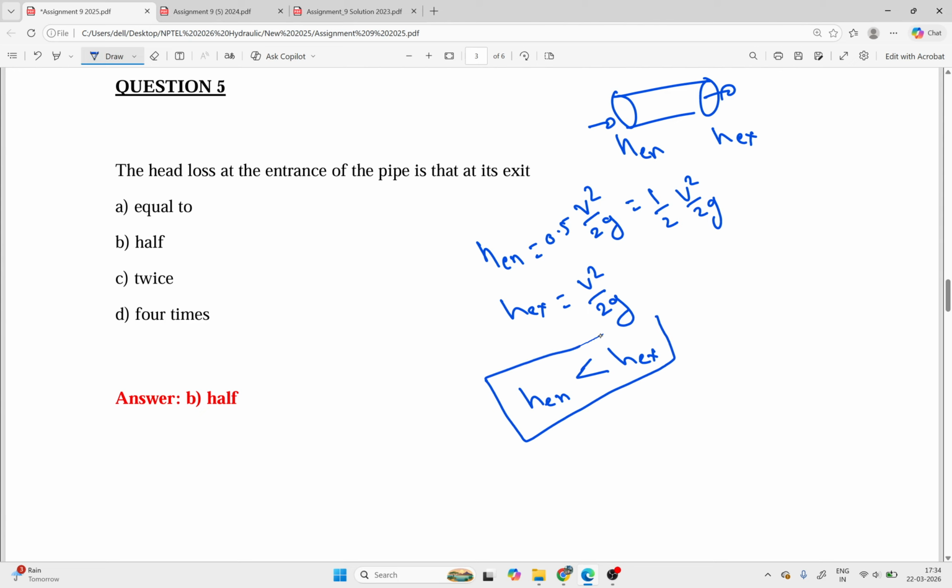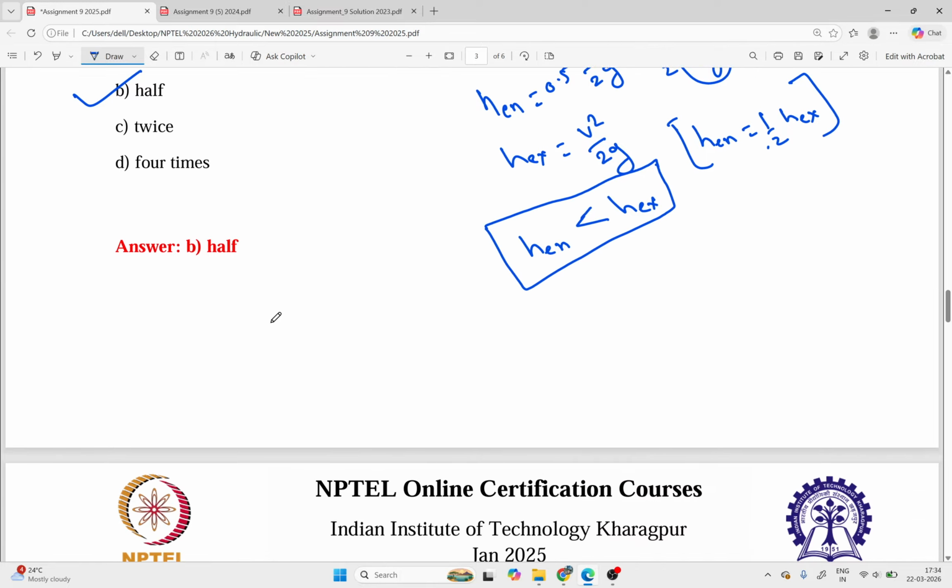So if you are going to design a pipe, what will you think? You will think that at your exit your head loss will be more. So you will focus more on how to reduce the exit head loss rather than the inlet, because anyway it is half. Here you can see very clearly, HEN is equal to half, and V square by 2g is nothing but HEX. So HEN is half of HEX. So here the option is B. So you are all correct. Now we'll move on to the next one.